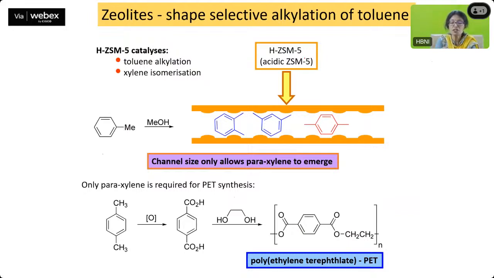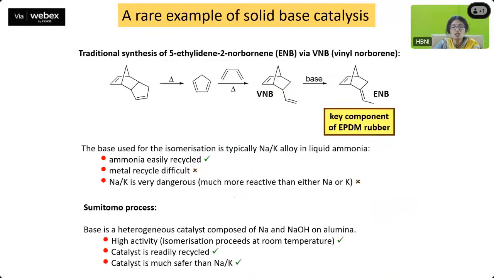So with this kind of catalyst, what happens is if you are using this acidic ZSM5, when you are actually forming xylene from this toluene, the channel will allow only paraxylene to emerge. And why is paraxylene important? Because for the synthesis of your PET products, that is polyethylene terephthalate, what you need is nothing but paraxylene. You cannot have a mixture of all these different meta, para xylenes. So what you need is only paraxylene. And when you are using this kind of catalyst, the channel allows only the passage of paraxylene, as is shown over here.